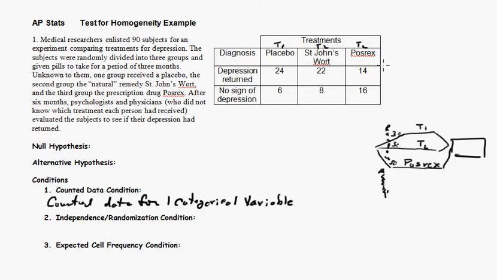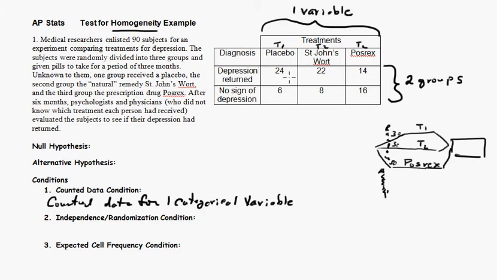Now, what we happen to have is two groups when we have one variable. So in this kind of test, we want to do a test of homogeneity, and what we're looking for is to see if the groups are the same. For these kinds of tests, we always assume they're the same, and then try to prove that they're not the same.